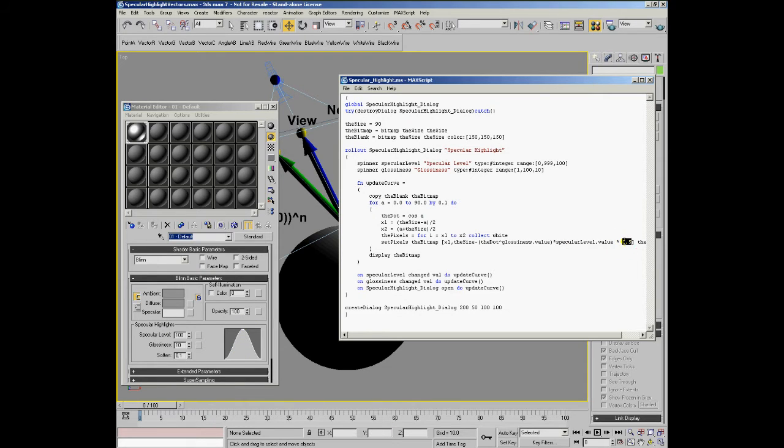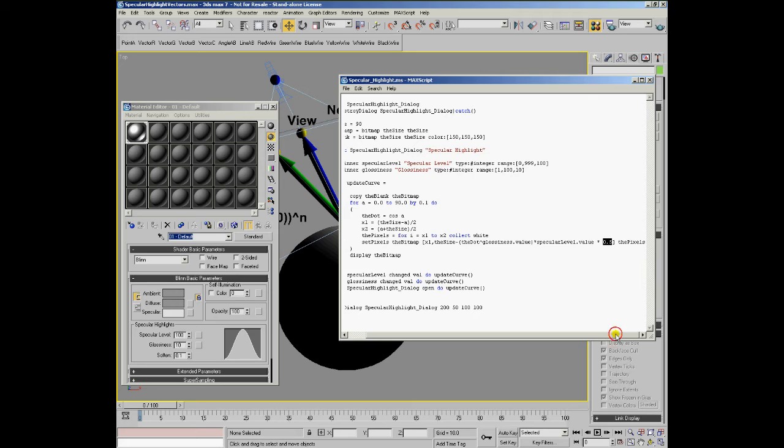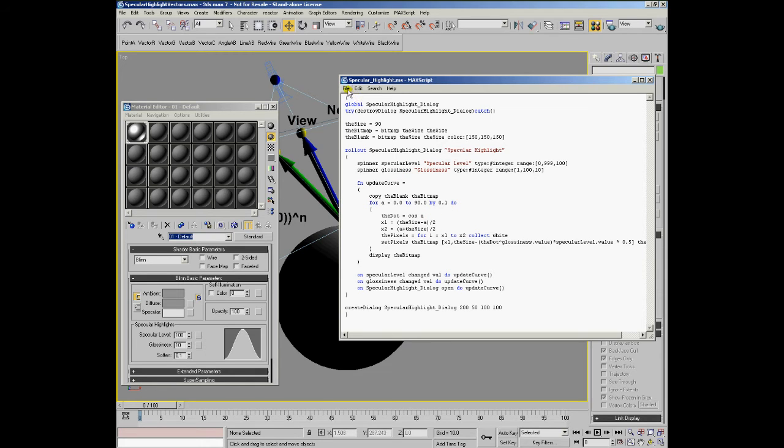We are also multiplying it by 0.5, but this is just a scaling for the bitmap representation. If we wouldn't scale, then a specular level of 100 would draw 100 pixels up, and we, in this case, are going to use only 50 pixels. Then we use the pixels that we collected in order to set the colors of the pixels from x1 to x2 inside the bitmap, and then we display the bitmap. Let's take a look at the result.